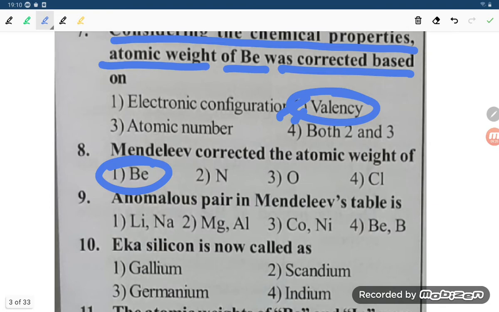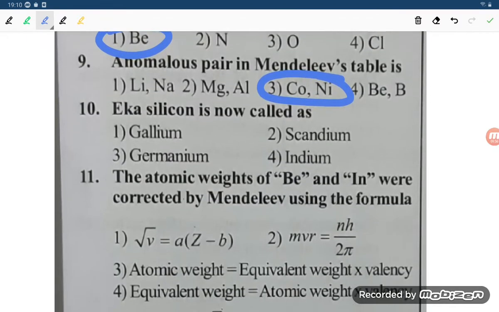Anomalous pair of Mendeleev's table. Which is the anomalous pair, student? Lithium, sodium are the same group; magnesium, aluminum were also kept together. But cobalt and nickel, student, were kept together, and they do not have similar properties. They are the anomalous pair. Right, now let us move to the next one.